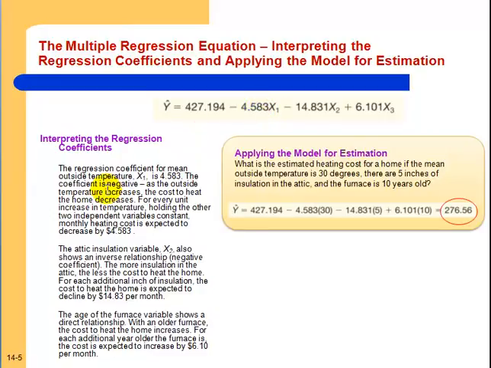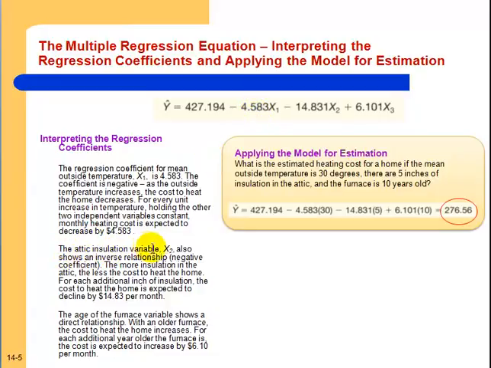4.583. The coefficient is negative because when the outside temperature increases, the cost to heat the home decreases. So for every unit increase in the temperature, holding the other two independent variables, x2 and x3, constant, monthly heating cost is expected to decrease by $4.583 for every degree the outside temperature increases.